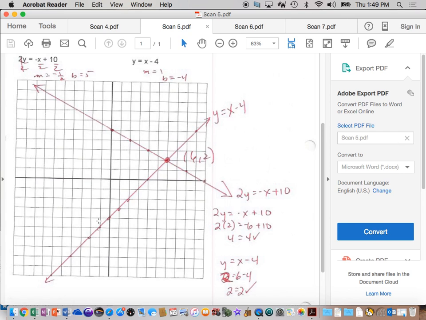Now, I go down to negative 4, and then I move up 1 over 1, up 1 over 1, up 1 over 1, etc. And then I draw my line just like that.